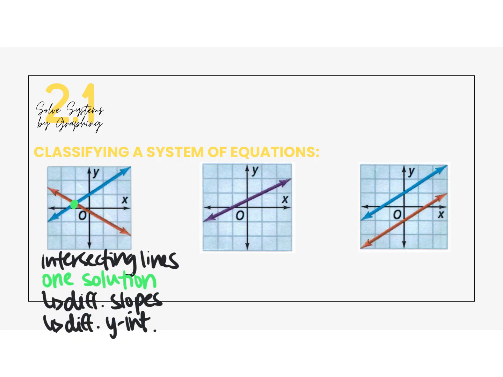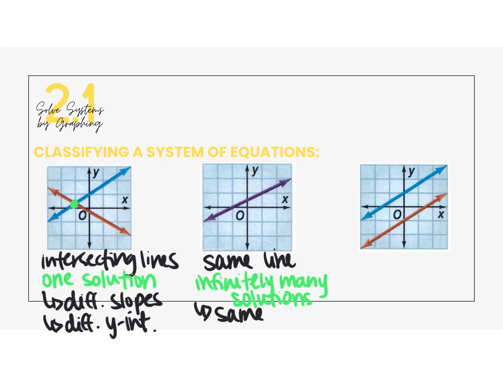If I look at this second picture, it looks like just one line, but if you'll notice, it's actually purple, which is telling us that that is two lines, both the red and the blue line, but they're overlapping. So that is actually the same line, which means that there are infinitely many solutions. Okay, and we identify that because they have the same slope and the same y-intercept, right?